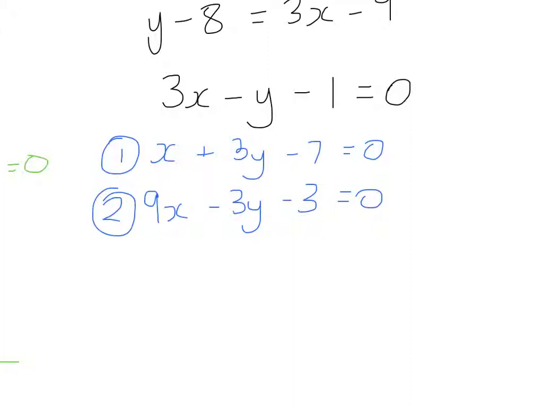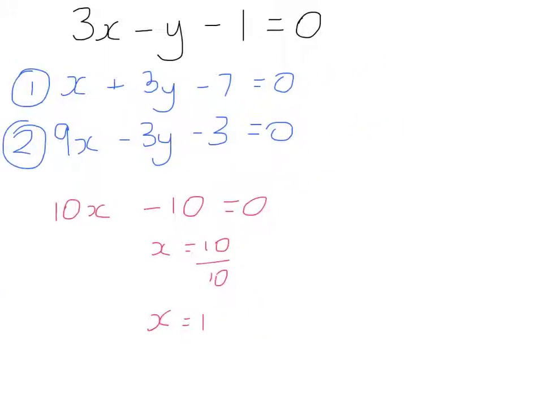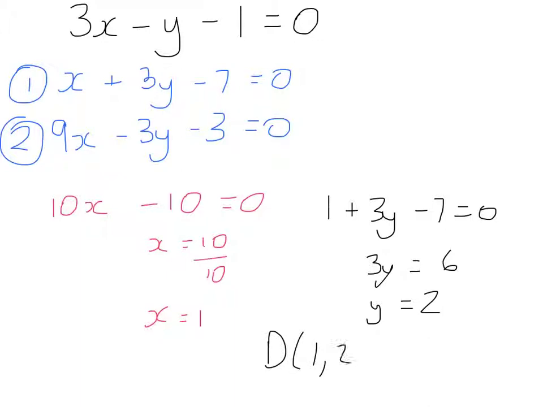Now when I add these two equations together, I get 10x, the y's cancel, I get minus 10 equals 0, x equals 10 over 10, and finally x equals 1. Sub my value into equation 1, and I get 1 plus 3y minus 7 equals 0, 3y equals 6, y equals 2, and I've proved that D has the coordinates 1, 2, which it told me in the question.